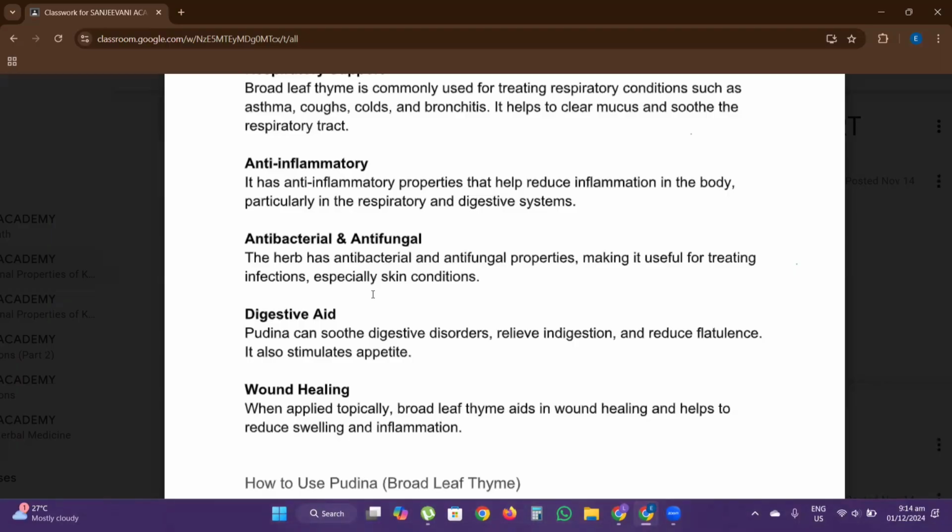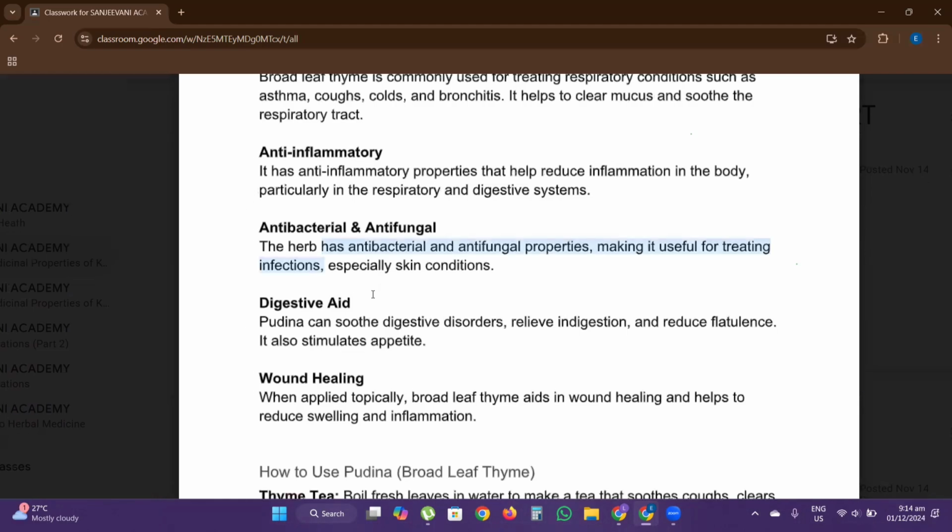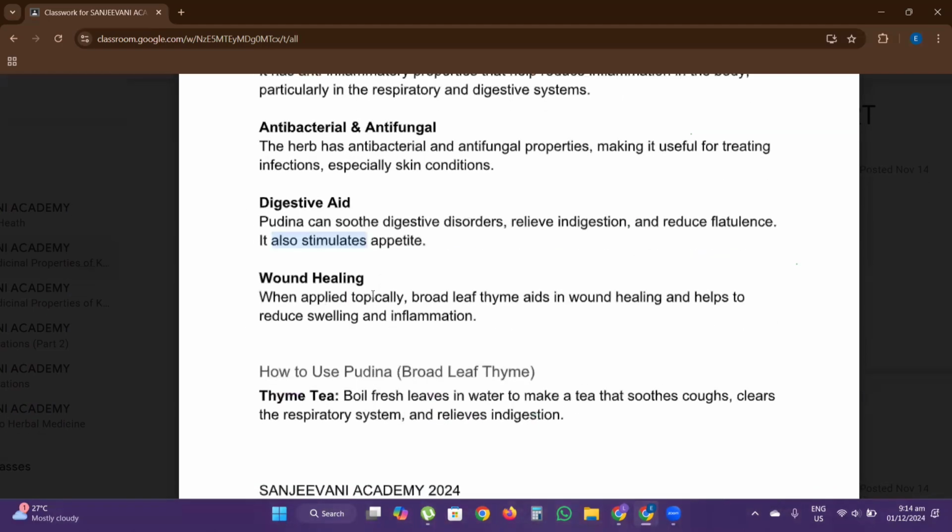So again, this is antibacterial and antifungal. And this one can be used for skin conditions and digestion. So it's a digestive aid. It reduces indigestion, flatulence, and it stimulates your appetite. So I guess this is why, when you put it in sauces and chutneys, it just makes your food so much better. You want to eat it. You feel like, yes, I want to continue this, and you get excited for your next bite of food.